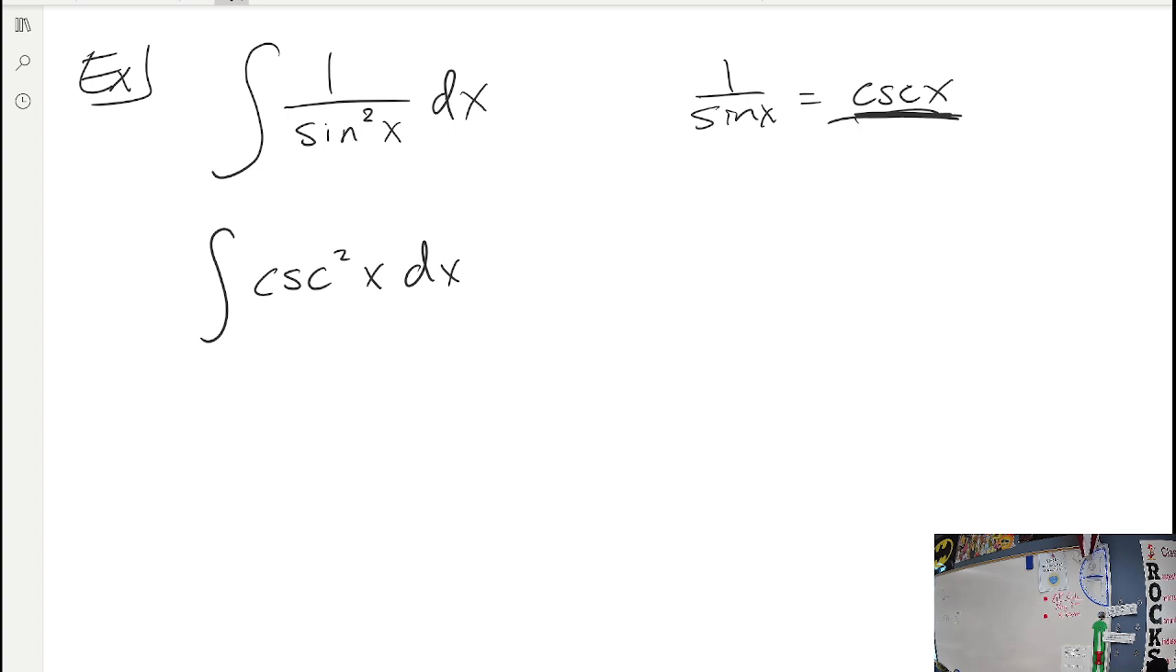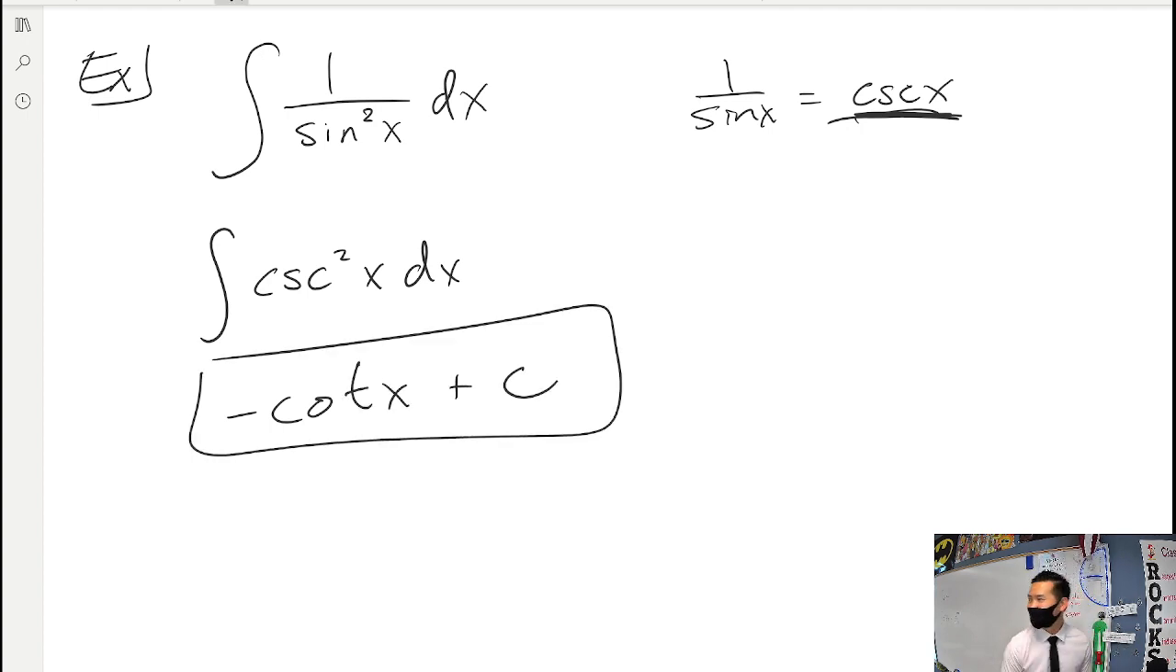Why did I rewrite 1 over sine as cosecant? I don't know. 1 over sine is cosecant. Yeah, it is. I forgot about that. And then there's a square there, so it's cosecant squared. Now, do you know what the antiderivative of cosecant squared is? Cotangent x. Negative cotangent x plus c. You're done. So you can just do that, right?